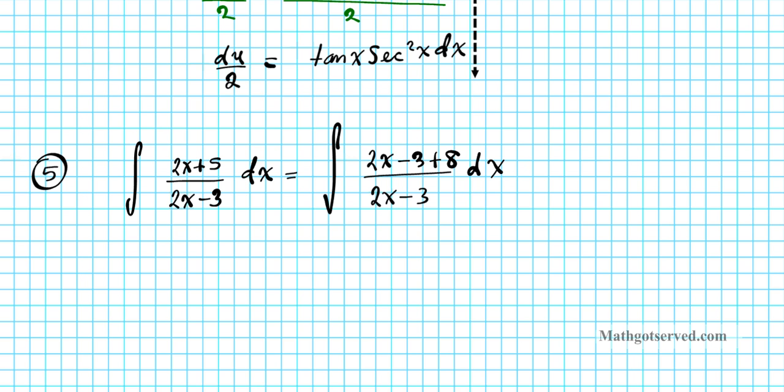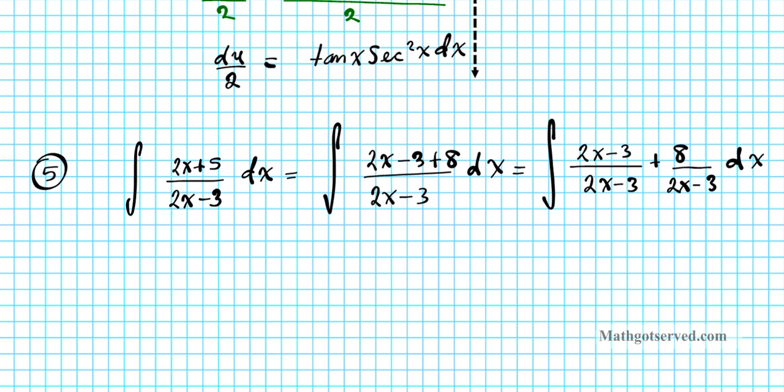Well, check this out. I can express this as the integral of 2x minus 3 over 2x minus 3 plus 8 over 2x minus 3. Guess what I just did? This is long division. I'm just doing it a different way. This is exactly what long division is. If I wanted to divide these two using long division, this is how it's going to turn out.